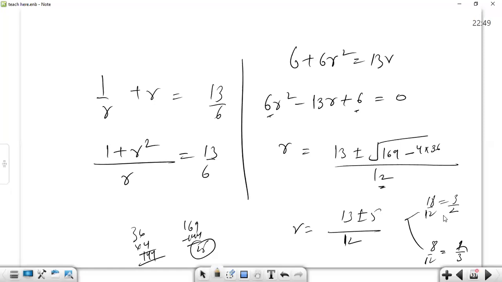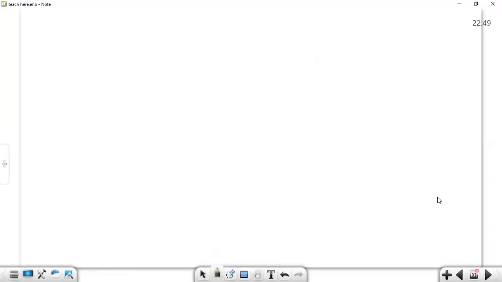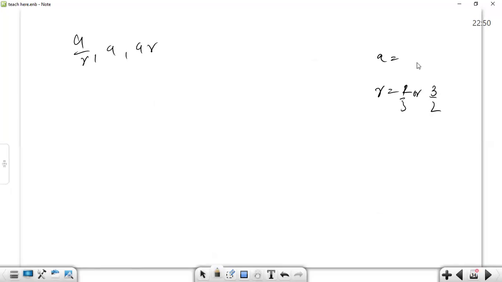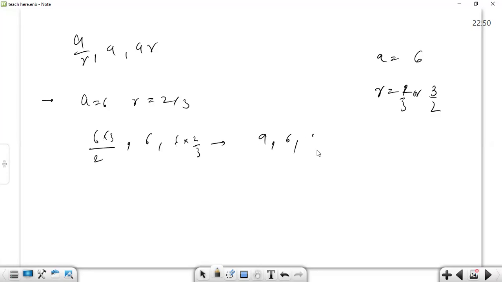Okay. So let's now try finding out the three numbers. Our three numbers are A by R, A and AR. A we have found out as 6. So let's find out A by R, assuming A is 6 and R is 2 by 3. Let's assume this case first. 6 by R is 6 into 3 by 2, so that becomes 9, then 6, and then AR is 6 into 2 by 3, which is 4. So 9, 6, 4.